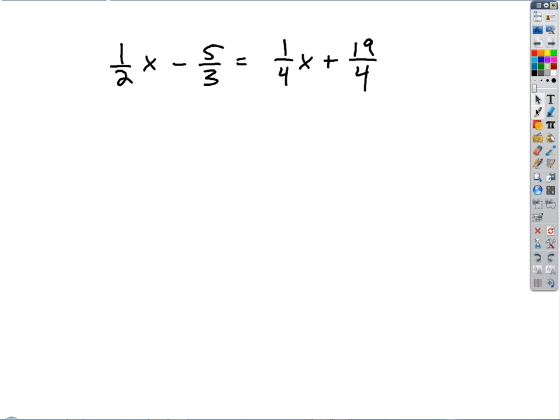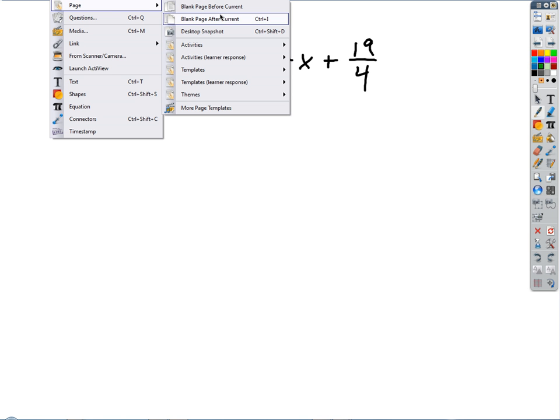Now let's start off here real quick. Let's just warm up with an easier problem. What if we had something like 5x minus 2 equals 2x plus 11? If I want to solve for x here.